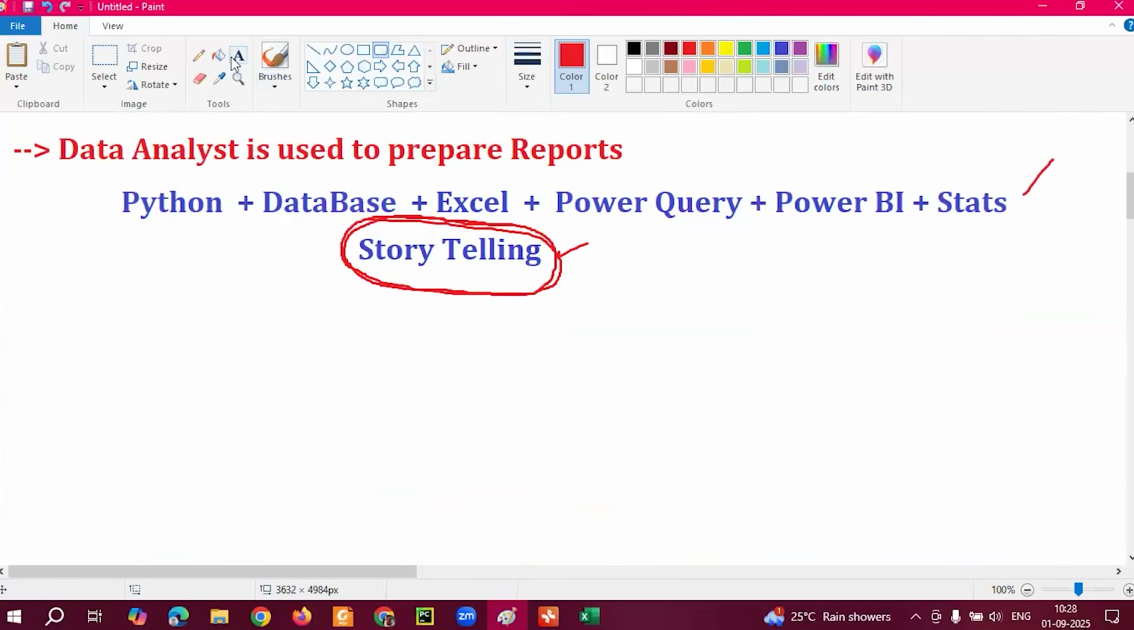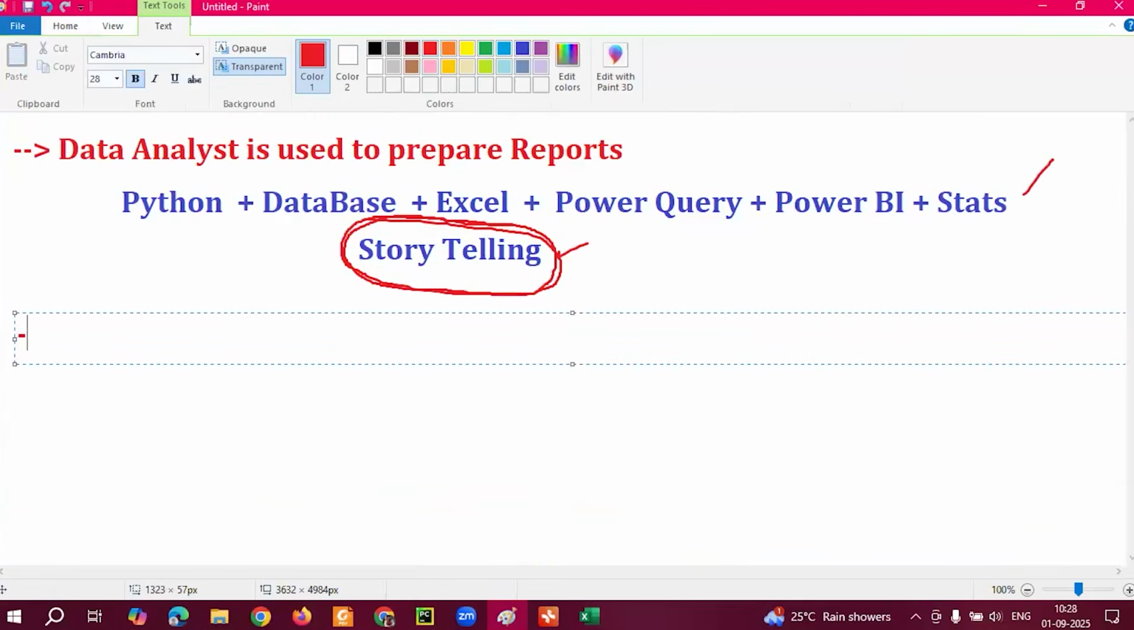And the third person is data science. Let's go for data science. This candidate is very, very important. The main target of data science is prediction. They have to predict what will happen next.